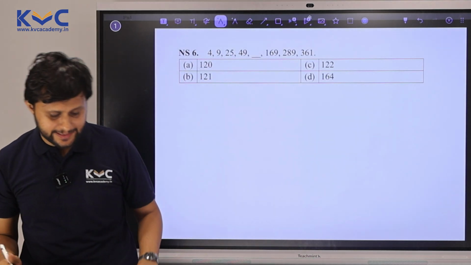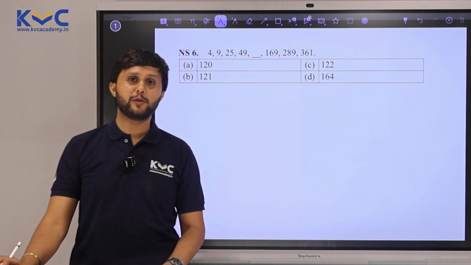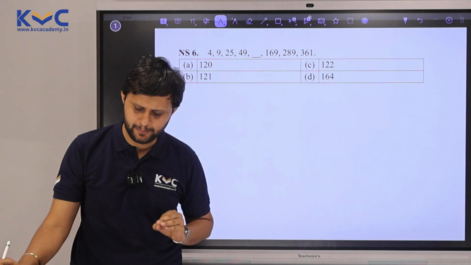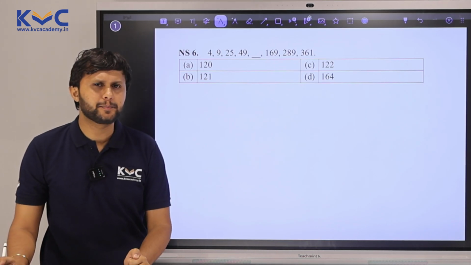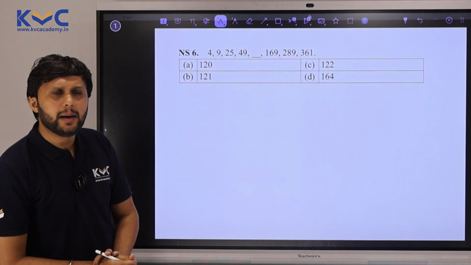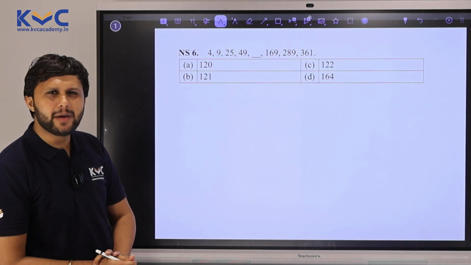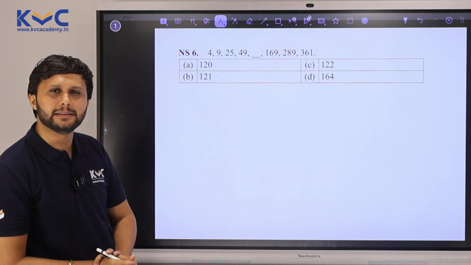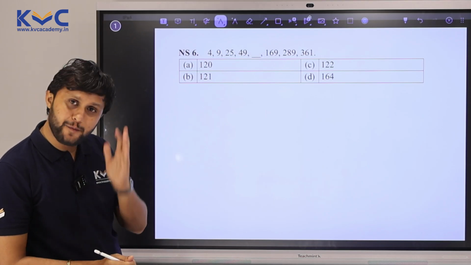Okay. Question number 6. We have 4, 9, 25, 49. Then there is a missing number. 169, 289, 361. First, it looks like we have to add or multiply. I told you the numbers are increasing. Fine. But if you actually see, these numbers look like something we have used before. 4, 9, 25, 49. What are these? These are perfect numbers. In fact, they are perfect squares.